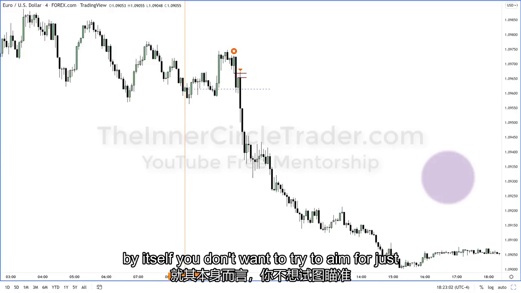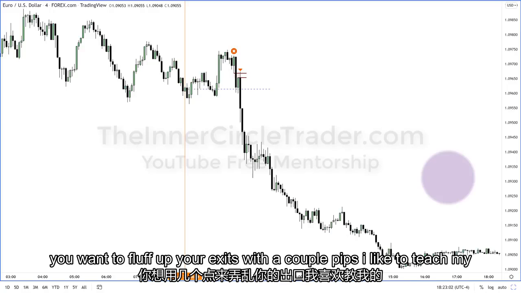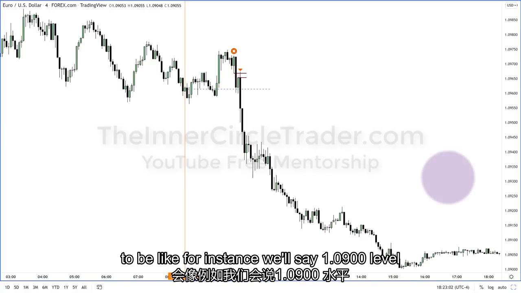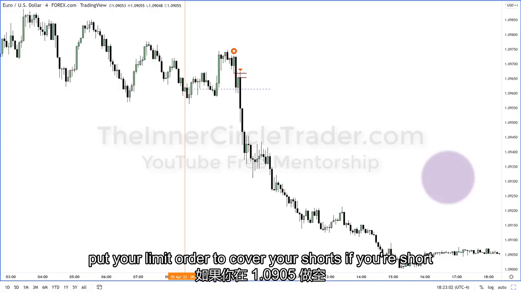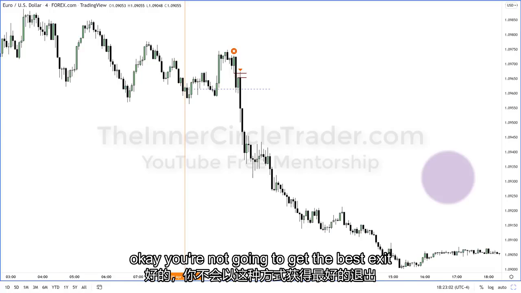But by itself, you don't want to try to aim for just that level, okay? Because that's the best exit strategy. You don't want to do that. You want to fluff up your exits with a couple pips. I like to teach my students 3 to 5 pips. And if you're thinking a target is going to be, for instance, we'll say 1.0900 level, okay, if that's what you think it's going to trade to, put your limit order to cover your shorts, if you're short, at 1.0905.